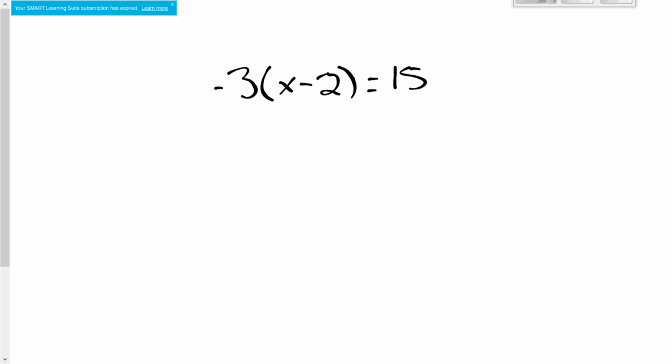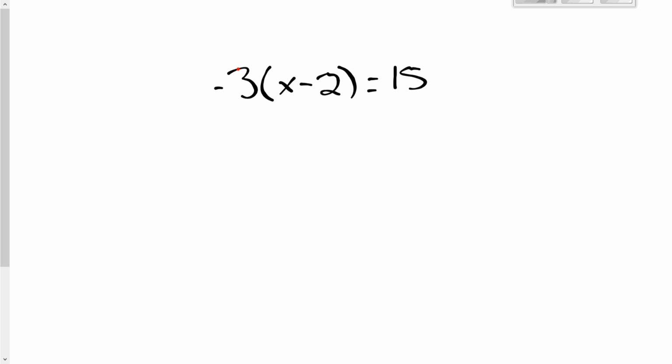All right, we have a problem here. It says negative 3 times the quantity of x minus 2 equals 15. Now, this is going to take some remembering of the distributive property, and this does turn this one into a multi-step equation, not just a two-step. So remember our distributive property.